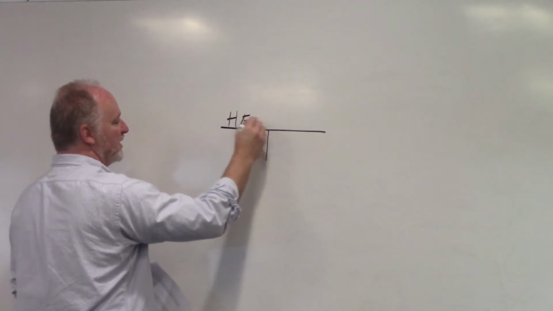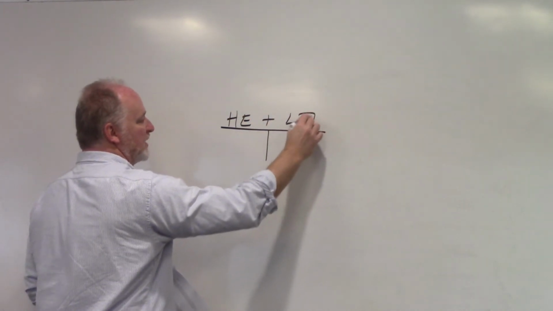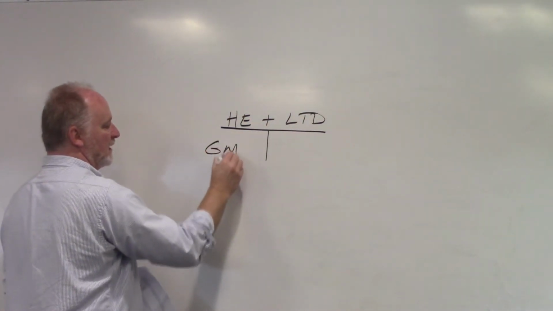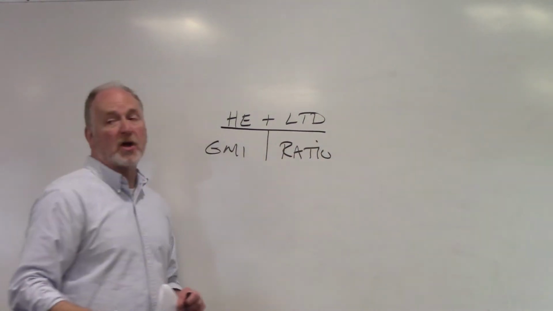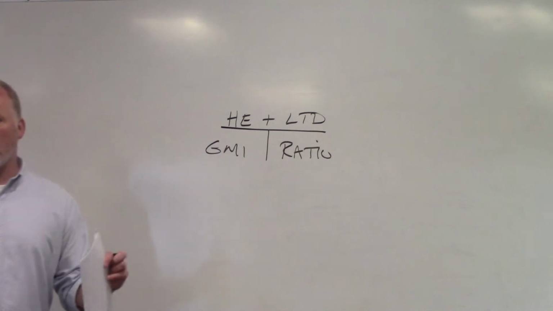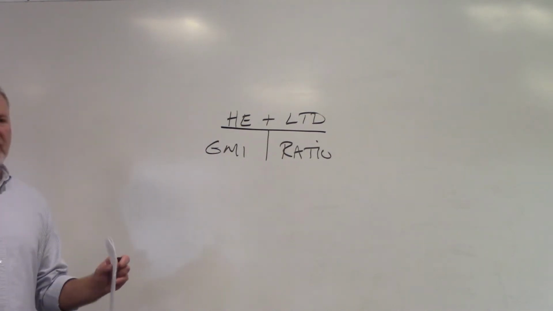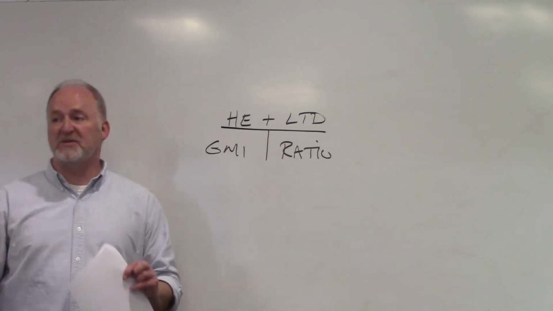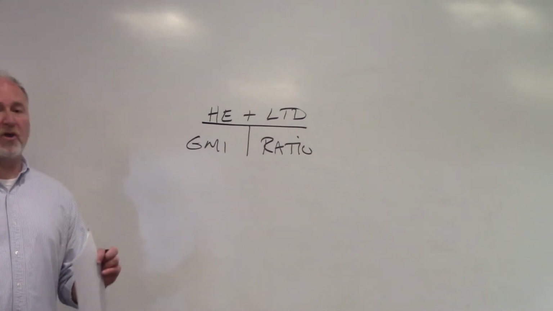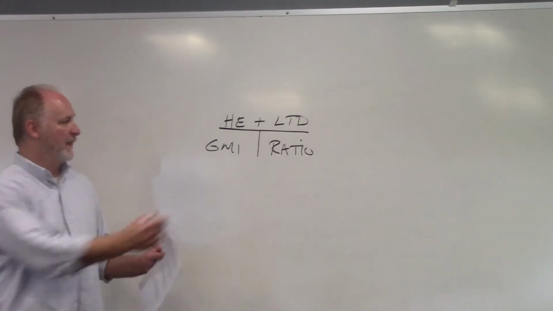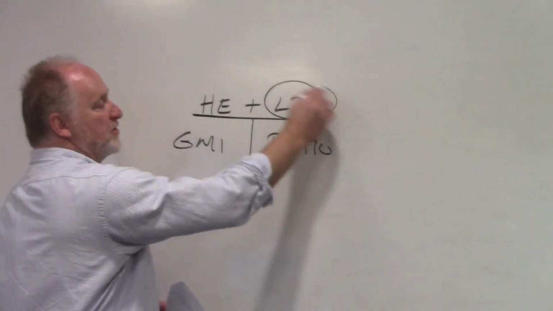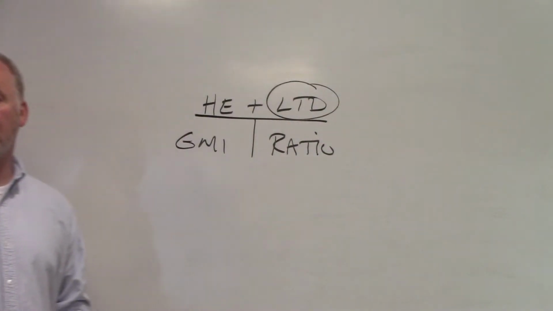Housing expense plus long-term debt, GMI over ratio. Hopefully you're getting to know that so well now that it's almost boring every time that you set it up. Now, in this particular T-bar, which variable am I looking for? What I call long-term debt, what the question calls recurring debt.